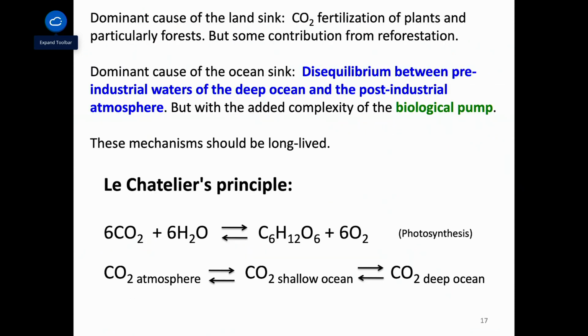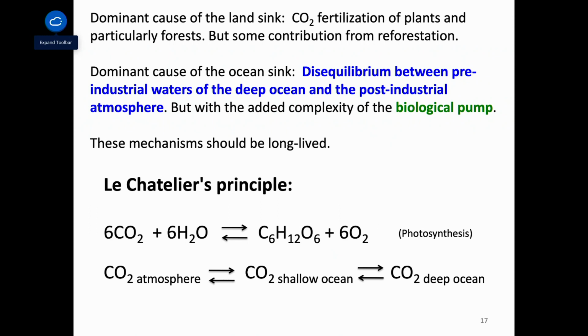So why do the terrestrial biosphere and the oceans take up CO2? The answer is really pretty simple. The dominant cause of the land sink, as I said, is CO2 fertilization of plants, and particularly forests. There's some contribution from reforestation, but most of it is CO2 fertilization, where plants have more to eat, so they gain mass, and there's more wood piled up on the land surface, and that's what's causing it.